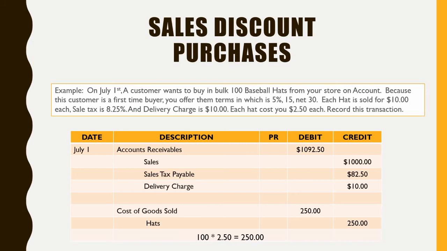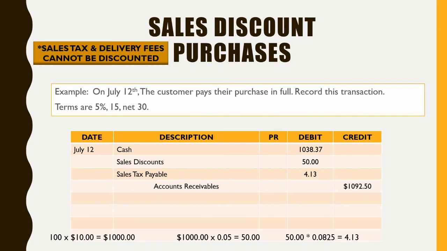Now, if we take a look at what the total sales include, it includes $10 of delivery charges and $92.50 worth of tax. Once again, you cannot discount any of these items because that's not how discounts work. They only discount you on the original selling price. Because we sold 100 hats at $10 each, that was the original selling price. We're going to take the 5% discount off of the $1,000.